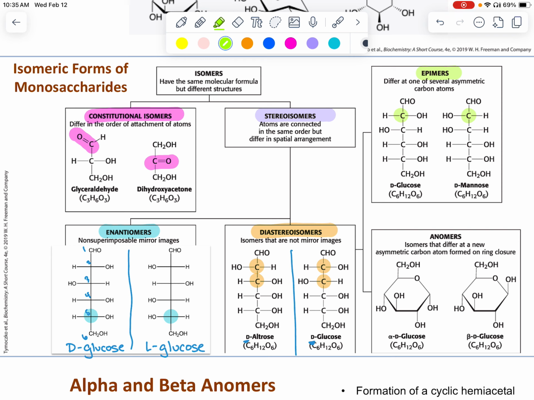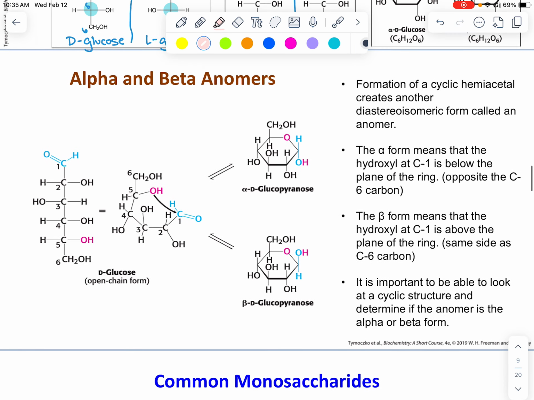And then another option is what we call anomers. That should bring to mind anomeric carbon. And so we're going to be looking at the ring form here. Let's take a look at our next slide so we can talk about this.